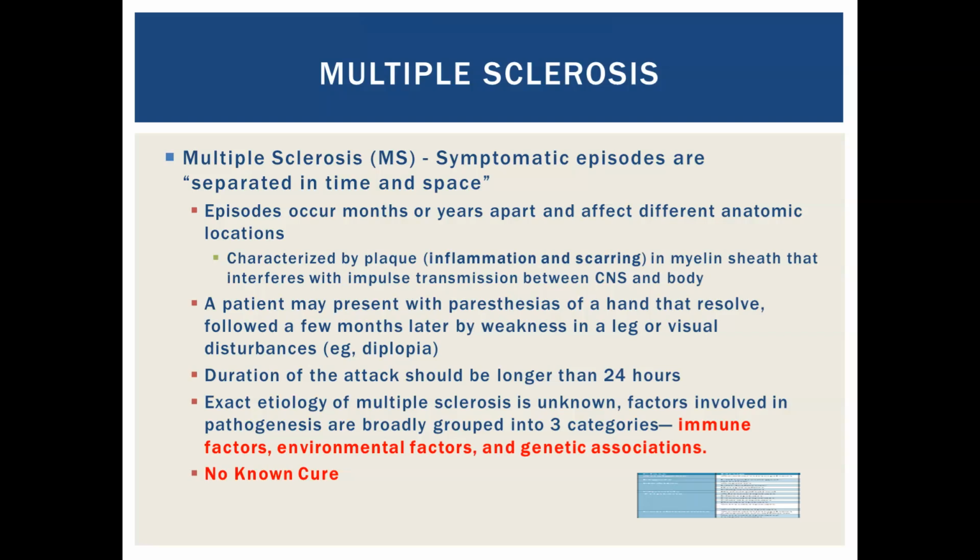Typically speaking, a patient may initially present with paresthesia in the hands that resolves on its own, and then a few months later it can be followed by generalized weakness in the lower extremities or visual disturbances, so diplopia, our double vision. Don't confuse diplopia with ptosis and drooping eyelids, which we would associate more with myasthenia gravis instead of multiple sclerosis. That's one of those tricky things they like to do to you. So with this one, I just expect double vision.